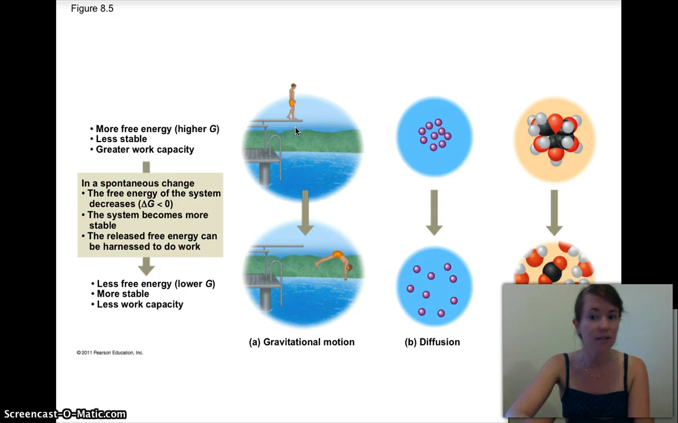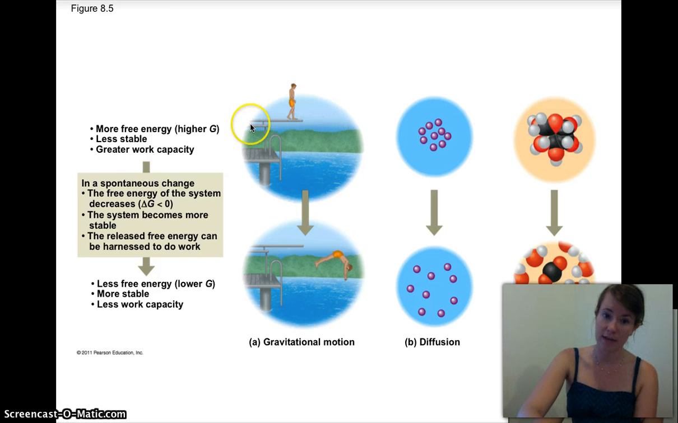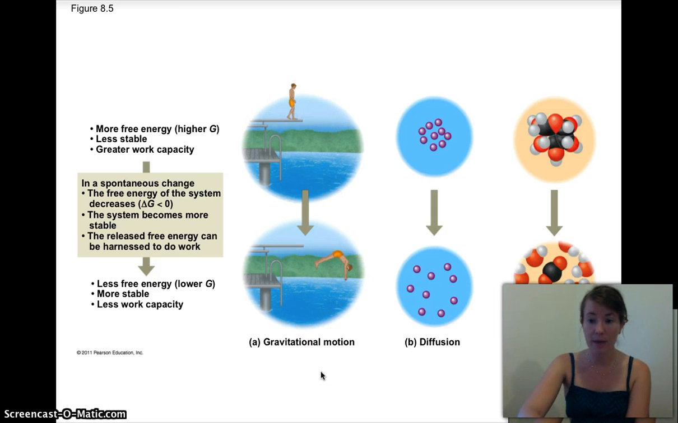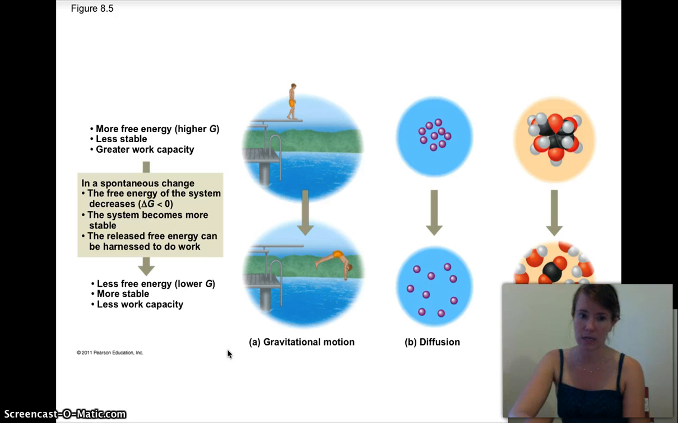It's really easy to fall off a diving board. And so as we change states, as we change from top of the diving board to in the water, now we have lower free energy. We're more stable. We're not going to fall from the water into something else, so we're more stable. But we have less capability to do work, right? We can't fall anywhere right now because we're already at the lowest energy state.